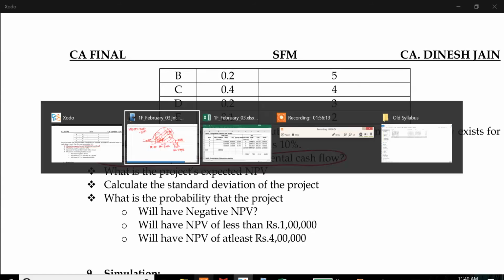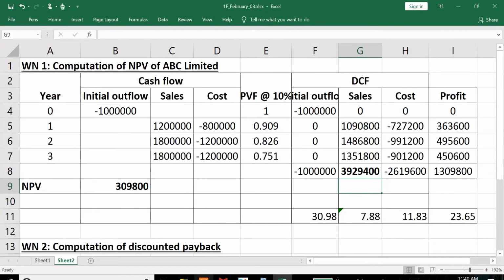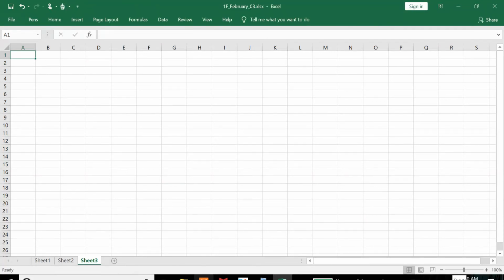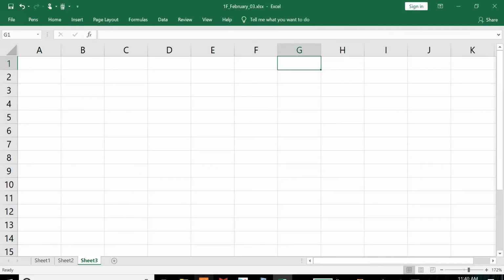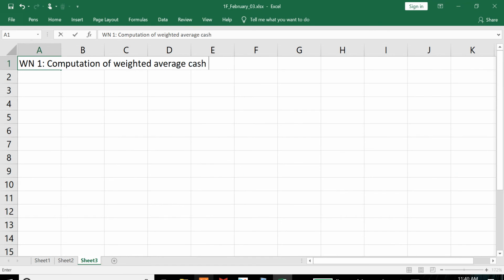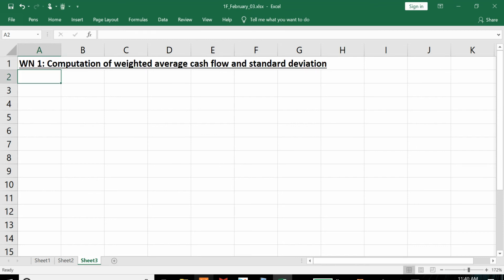Working note 1, computation of weighted average cash flow and standard deviation. See, wherever standard deviation comes, I don't know the term, the first column can be different. Probability, product, deviation and PD square are the next 4. That is standard. The first one in this case is cash flow.